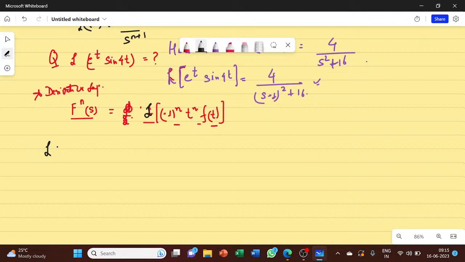Now I'll give you a question and then we'll see. Try to find the Laplace transform of t square e to power t sine 4t. We have done the Laplace transform of e to power t into sine 4t. Just try to find this.